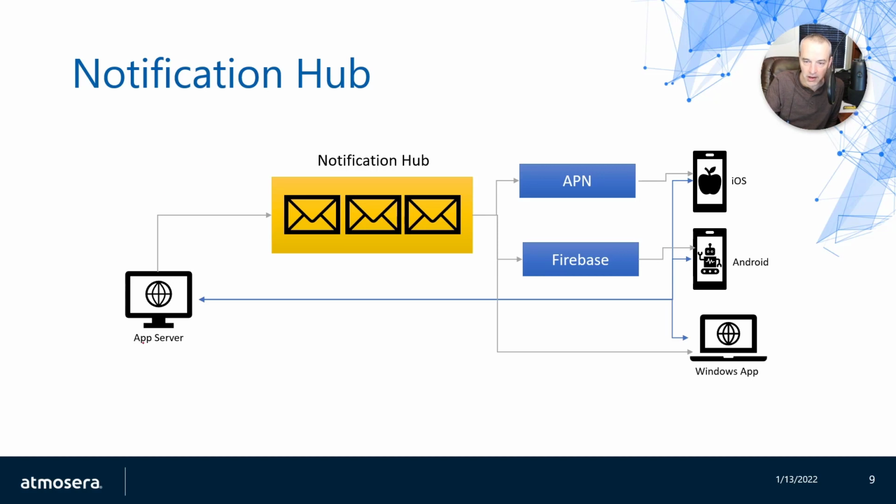Now, this is typically done in the context of an app server that you're going to have running on Azure already. So you might have an app service running some kind of ASP.NET application, and then it's going to interact with Notification Hub, which can then send on to APN and Firebase, and then send that on to iOS and Android devices.